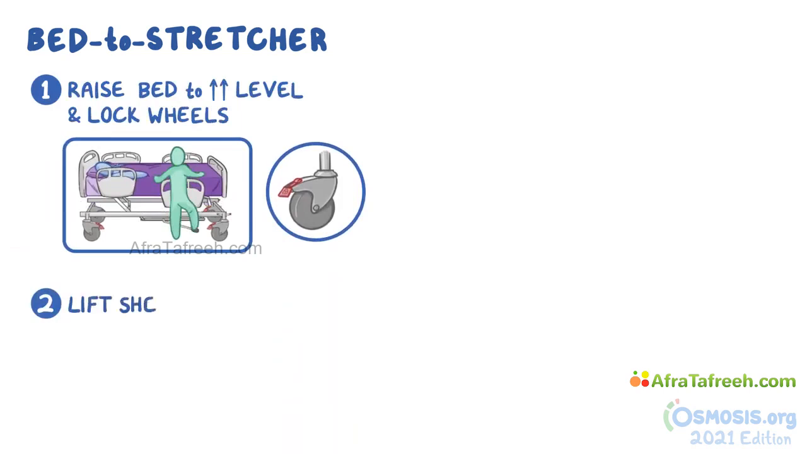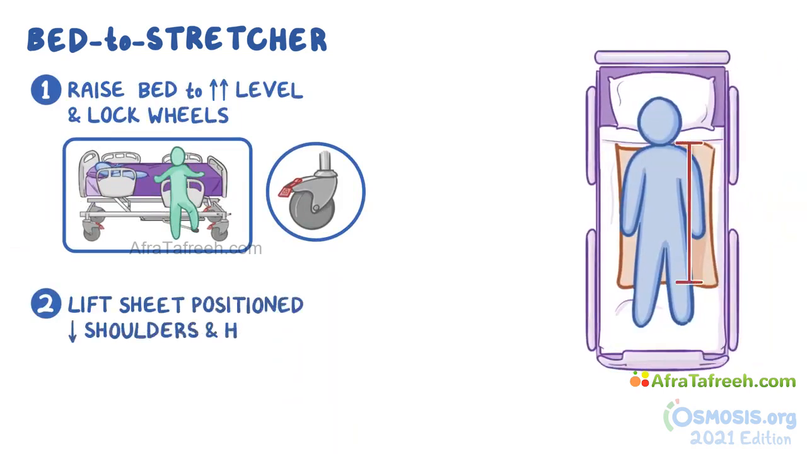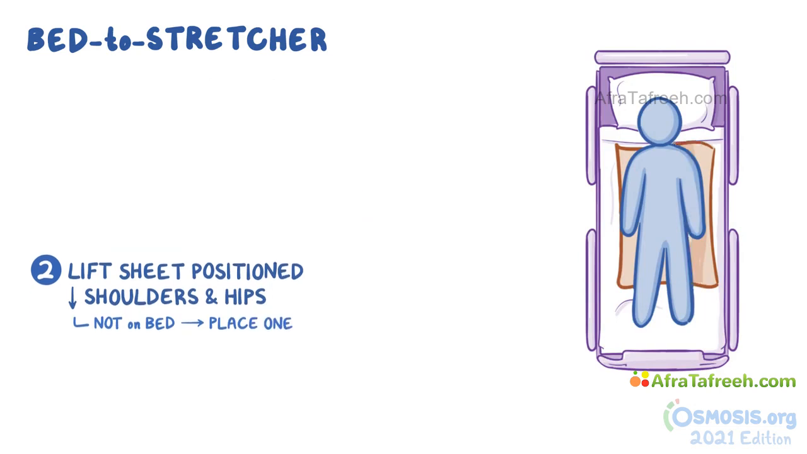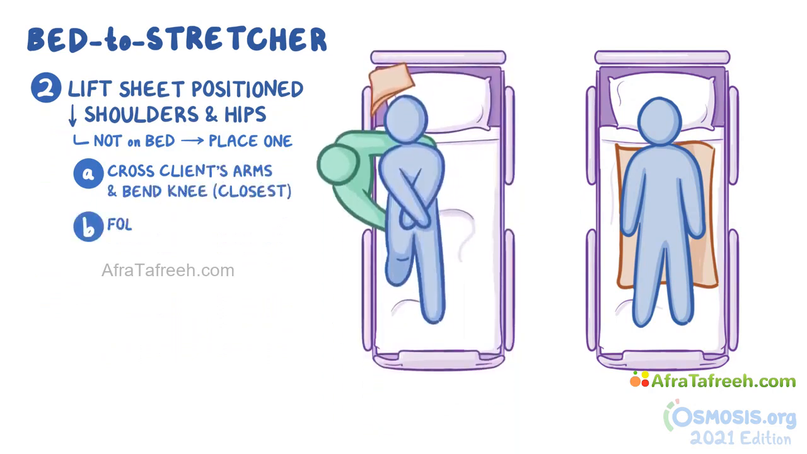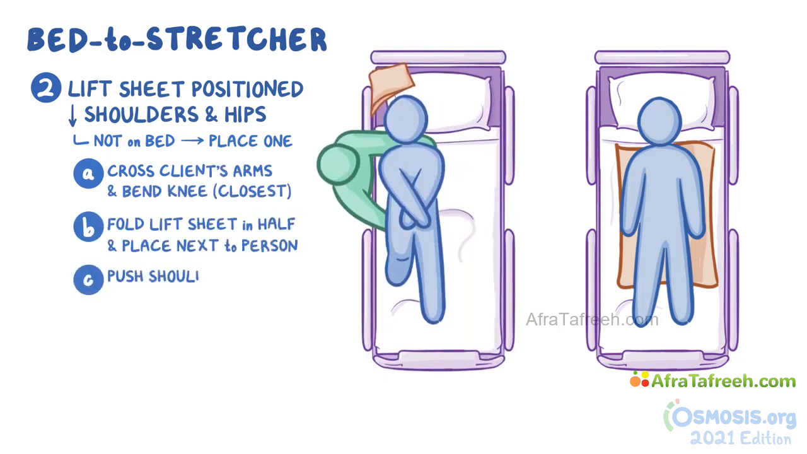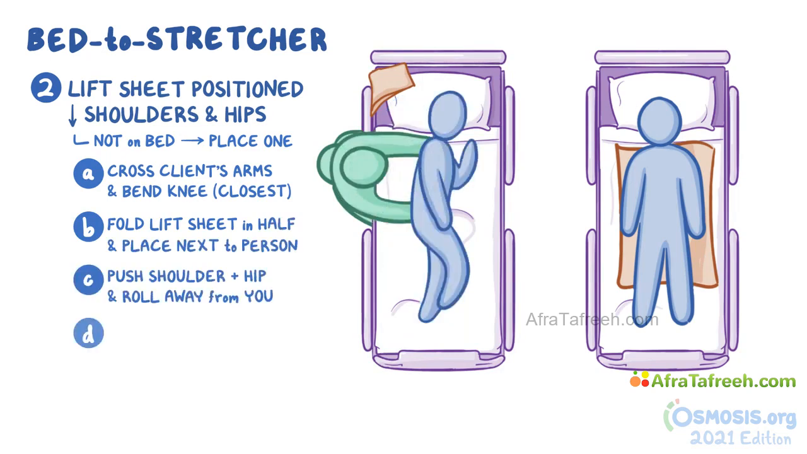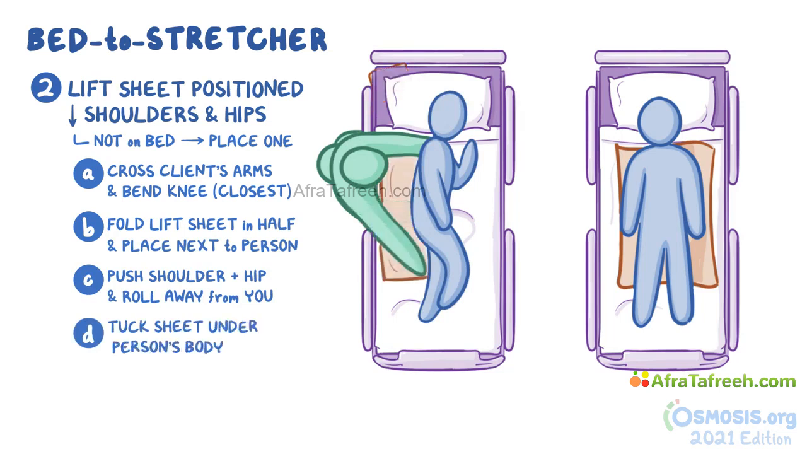Make sure that the lift sheet is positioned under the person's shoulders and hips. If the lift sheet is not on the bed, you have to place one. To do this, first cross the client's arms on their chest and bend the client's knee that's closest to you. Fold the lift sheet in half and place it next to the person. Push the client's shoulder and hip and roll them away from you. Tuck the lift sheet as far as you can under the person's body. Again, make sure that it's positioned under their shoulders and hips.